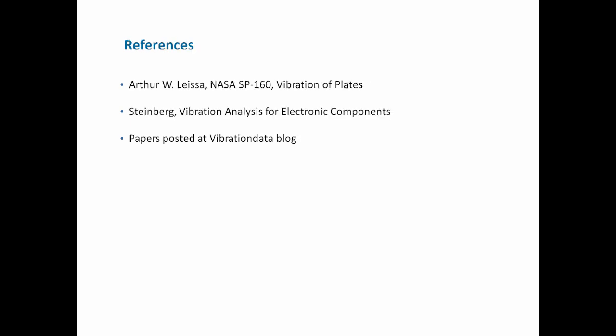A couple of references here. The one that you should really start with is Arthur W. Leissa, and this is NASA SP-160, Vibration of Plates. And Leissa goes through plates for rectangular geometry as well as circular plates, annular plates, elliptical plates, all the different permutations of boundary conditions. And he gives the equations for the natural frequencies and the mode shapes. And all these references are available via links on my blog for this webinar unit. Also, Steinberg, Vibration Analysis for Electronic Components. Steinberg takes Leissa's formulas and simplifies them and just covers the natural frequency equations for common rectangular plate boundary conditions in a couple of pages in his reference book. And there are some additional papers posted at the Vibration Data blog as well.